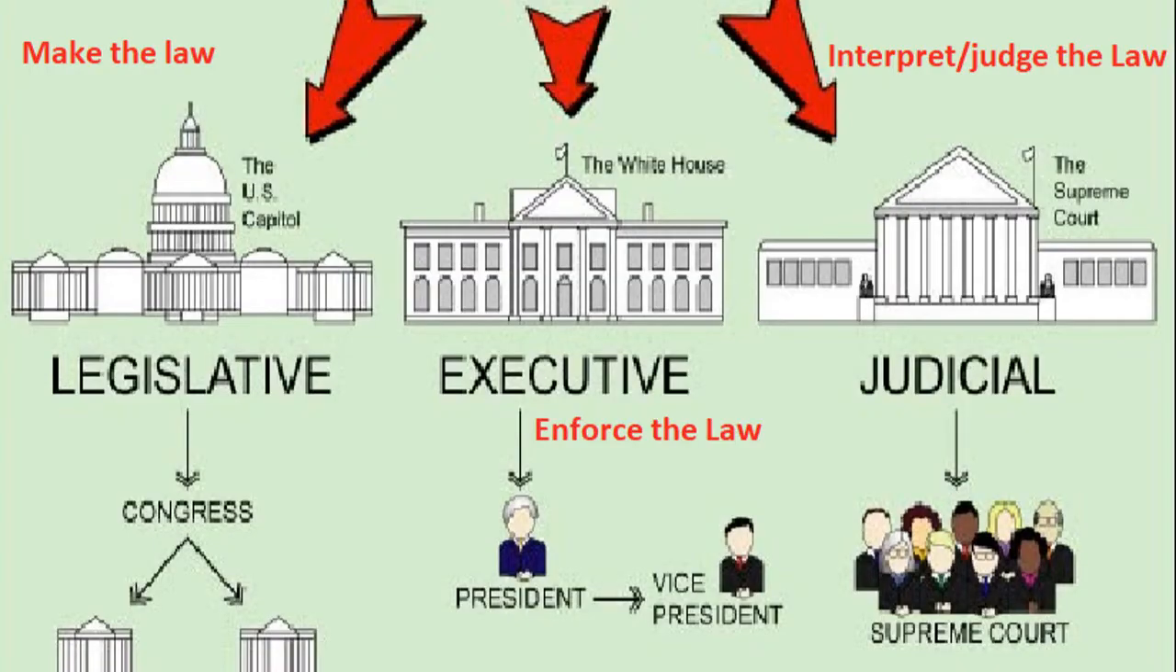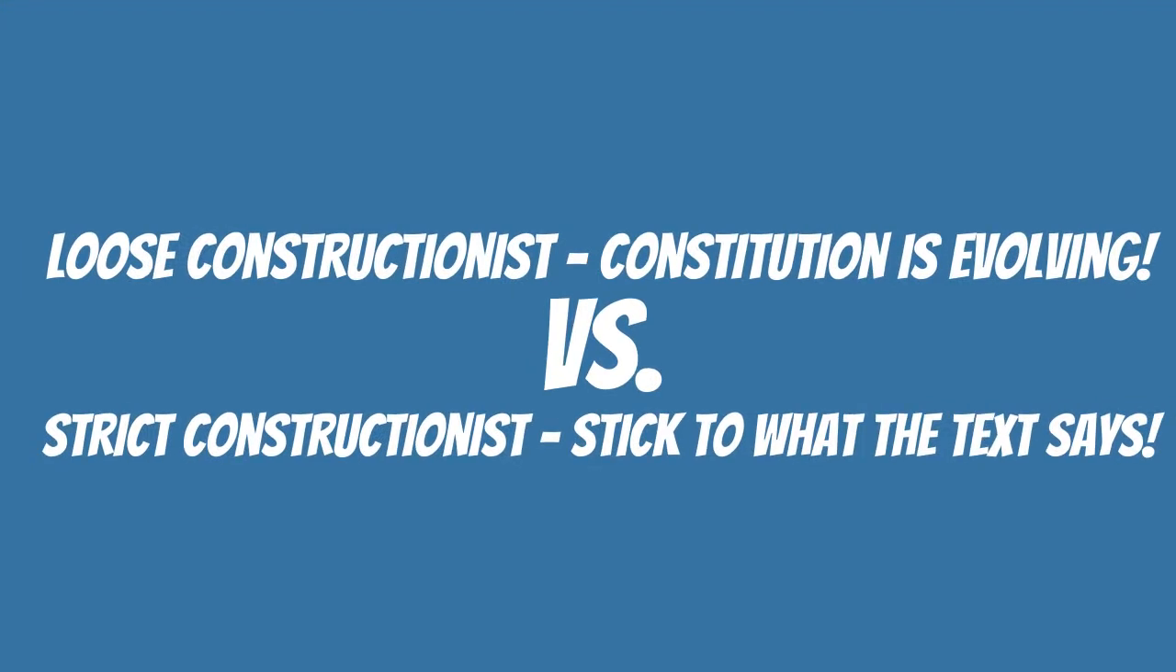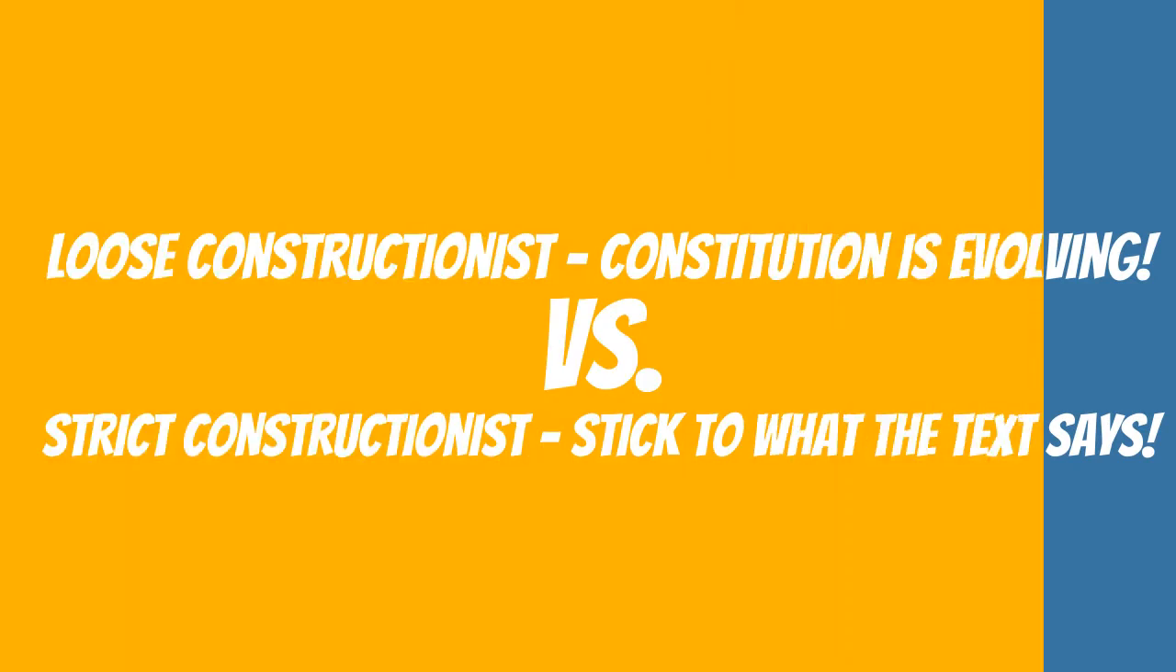You'll often hear constructionist judges argue that it was the original intent of the founding fathers to have separation of powers, where the legislative branch makes laws and policies, the executive branch enforces them, and the judicial branch interprets the law and settles disputes. It's not the job of the judicial branch to be making policy. That's the original function of the legislative branch. So to summarize, loose constructionists believe that the Constitution is evolving, whereas strict constructionists or originalists believe that the Constitution should be interpreted based off of the original intent of the Constitution.